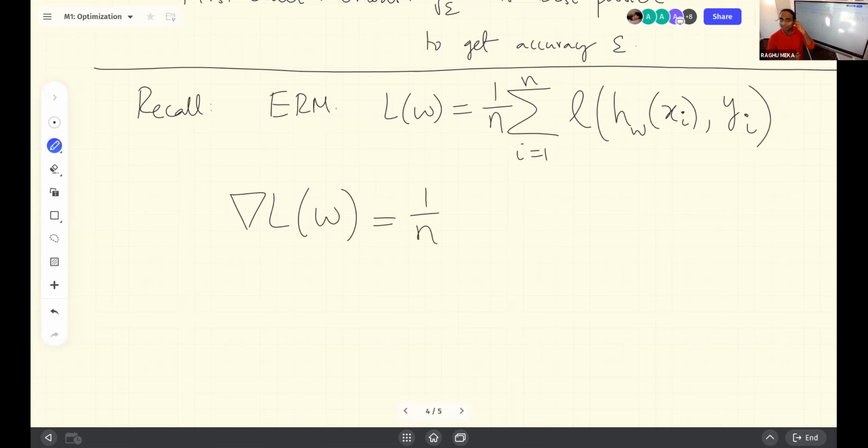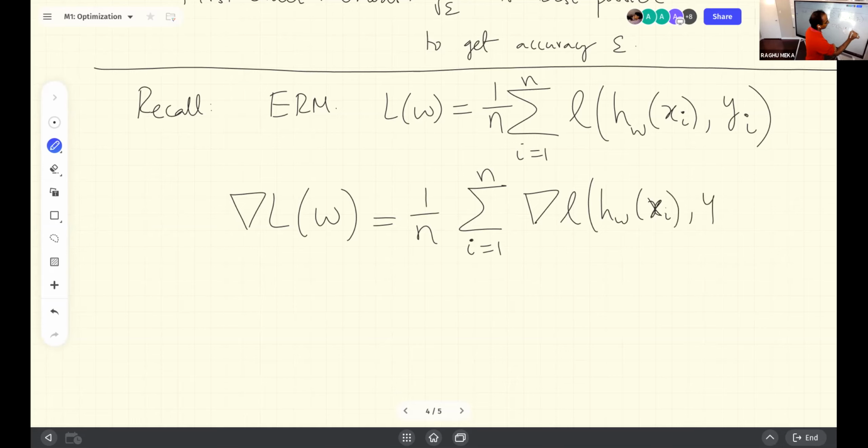It's a simple enough function. ERM is simple enough that we can compute the gradient pretty explicitly. And the cool thing with the gradient is that it's a linear operation. The gradient of a sum of two functions is the sum of the respective gradients. So even though this looks like some complicated function which depends on all of the data, I can compute it individually, which is a very nice feature of the gradient and hence of gradient descent.